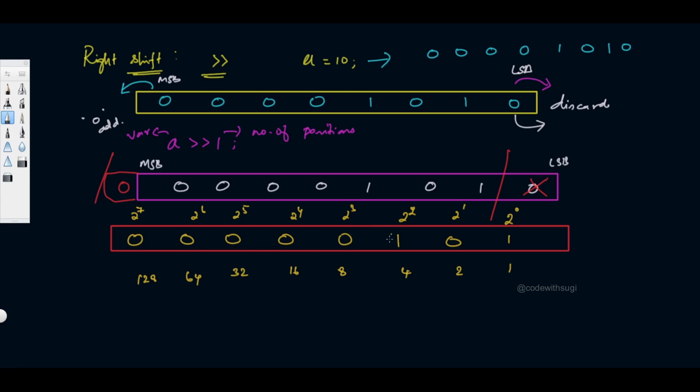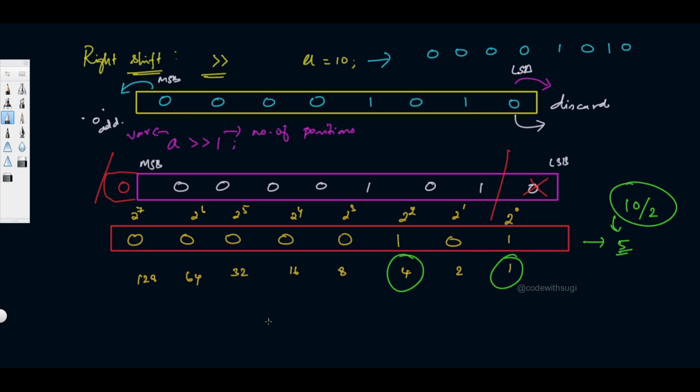Now we have to add the values wherever we have 1. Here we have 1 and here we have 1. Other than that, everything will be 0, right? So 4 plus 1 is 5. So if you do one position right shift, then that value will be divided by 2. That is what you got here, right? 10 is the original value, but after one shift right, you are getting 5. What it means is, technically it is divided by 2.